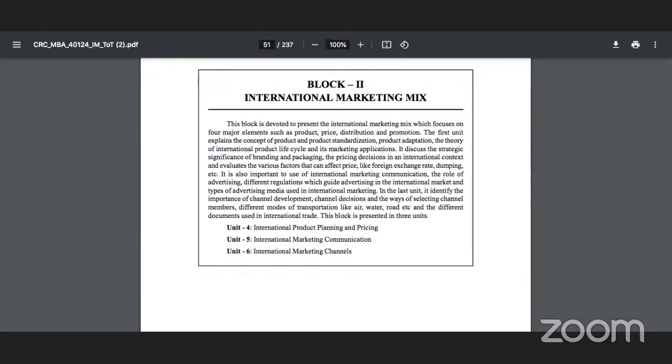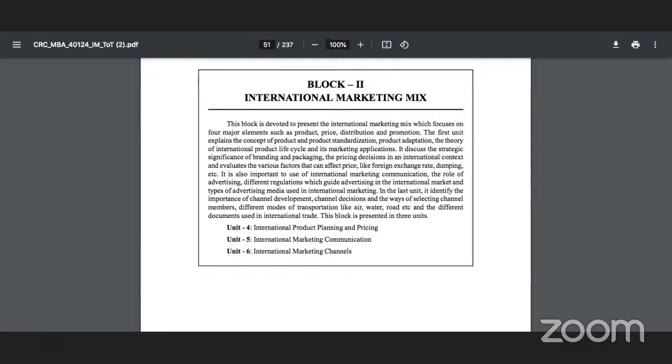So, when we talk about the international marketing mix, a term that all of you would be equally familiar with, we are talking of the four P's of marketing, that is product, price, place, and promotion. So, place is also called distribution. Here, because we are selling beyond the country, we are talking more in terms of distribution to an international market.